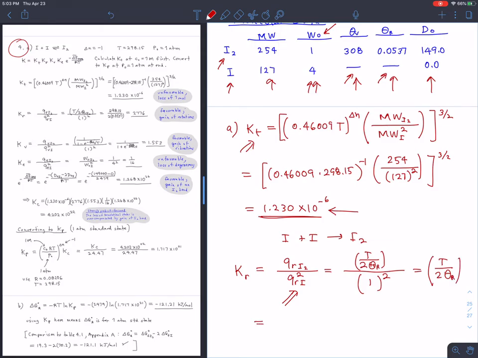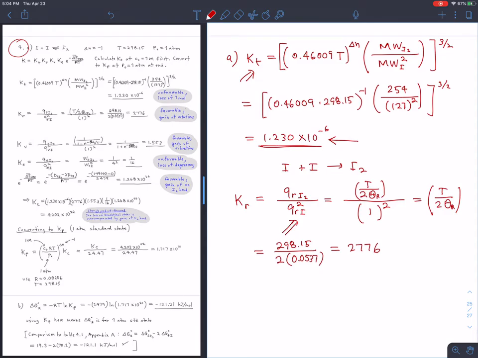That's equal to 298.15 over 2 times 0.0537. That's the rotational temperature, really low for iodine, of course. And that is equal to 2776, about 3,000, 2,800. Favorable states for the rotational contribution to the equilibrium constant.